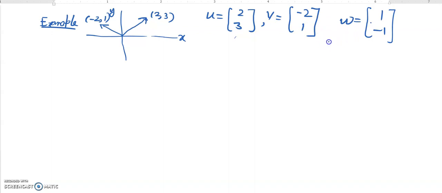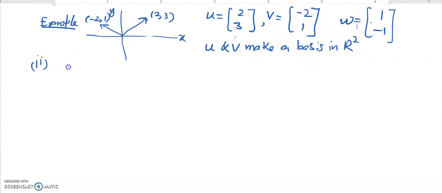In this case, since u and v are independent, we can represent any third vector, or any other vector in R2, as some combination of them. Therefore, u and v make a basis in R2.